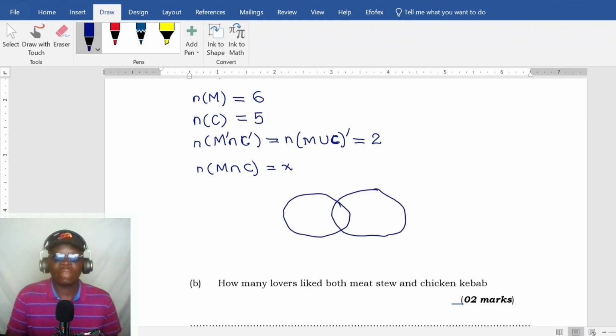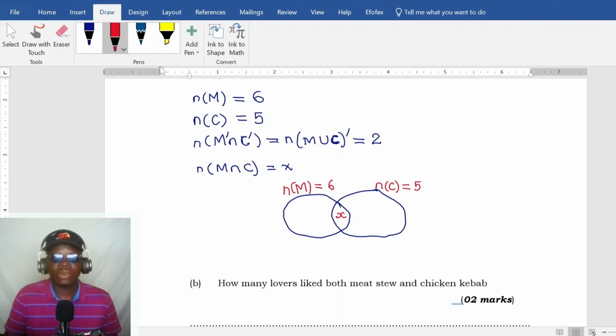From here we are good to go and represent this information in a Venn diagram. The first circle should represent meat stew, and the number of lovers who like to eat meat stew according to our data is 6. The number of people who like eating chicken kebab is 5. Inside here, that is the intersection, we say X. Those who like to eat only meat stew are 6 minus X, and here we have 5 minus X. We have to also close.